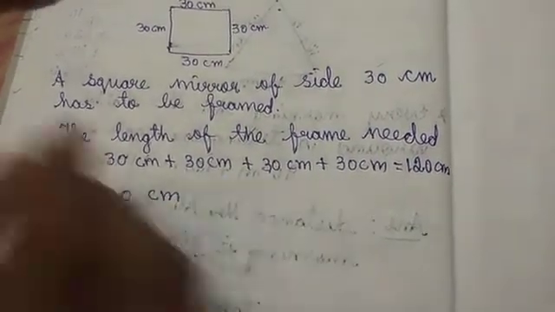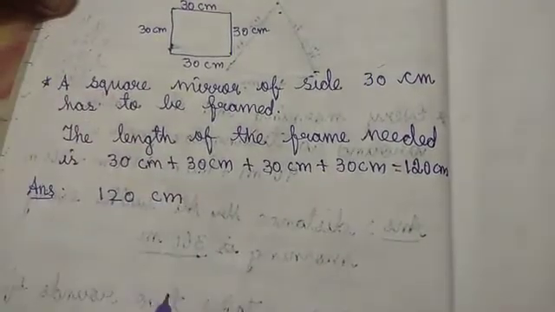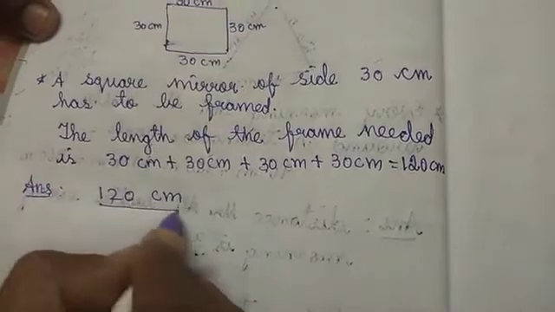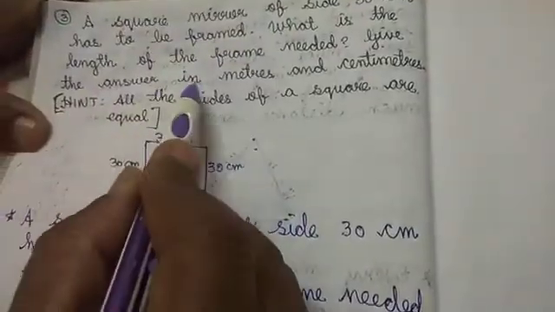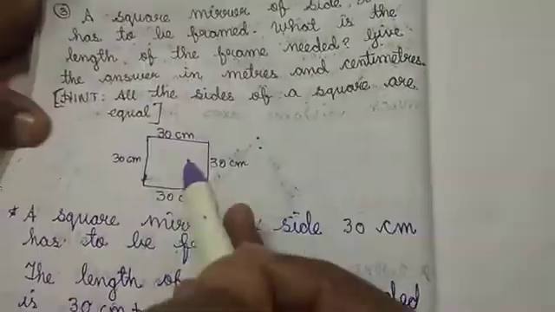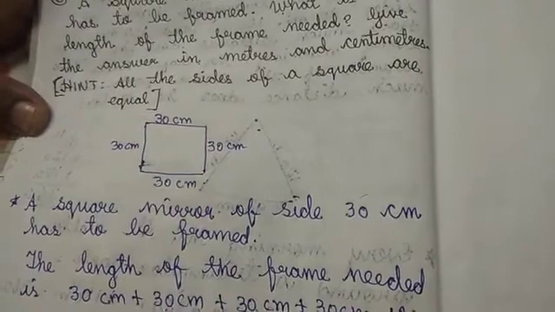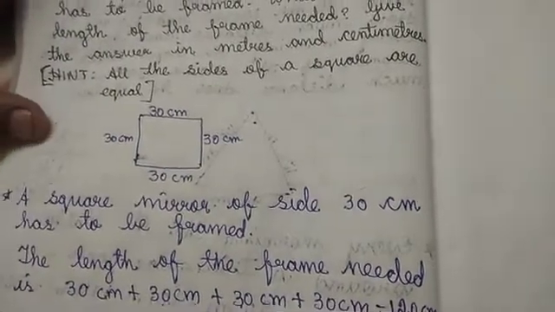The length of the frame needed is 120 centimeter. Okay. Now they have asked, listen, see here, children. Give the answer in meters and centimeters. See what they have asked. You have to write this 120 centimeter in meter and centimeter. You have to convert, they have given.